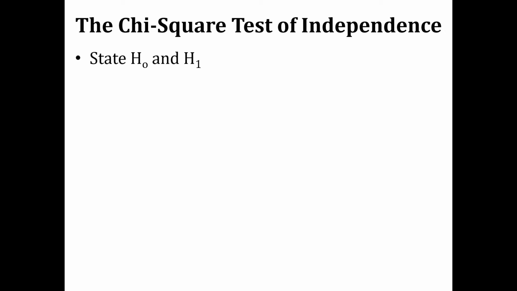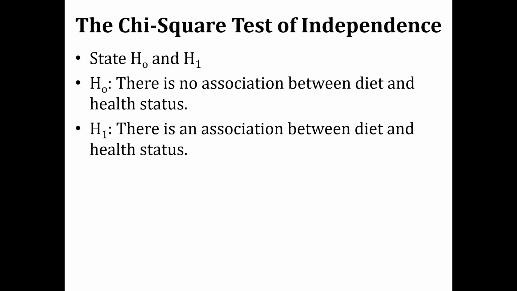So what is our next step? We have to state the null hypothesis and the alternate hypothesis. The null hypothesis is there is no association between diet and health status. And the alternate hypothesis is there is an association between diet and health status. So these are our hypotheses.